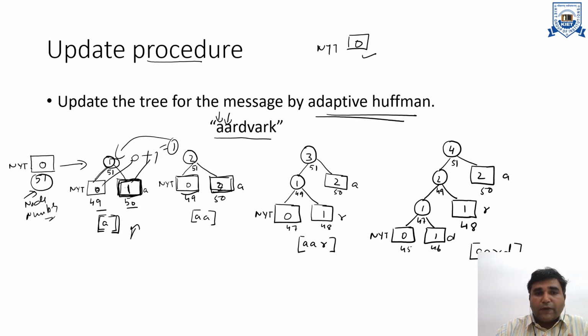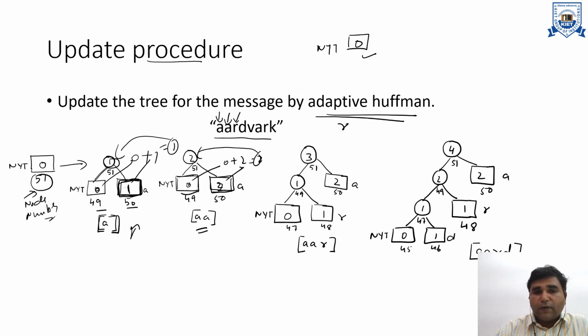So the weight of the root will be 0 plus 2, equal to 2, and this will be the weight of the root node. So here we have AA. Now come to the third letter, that is R.